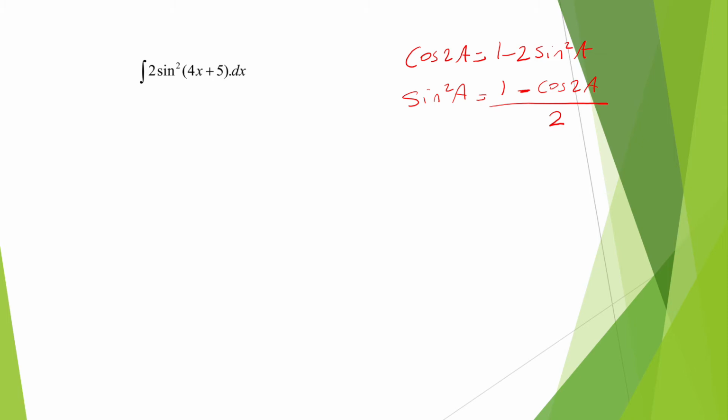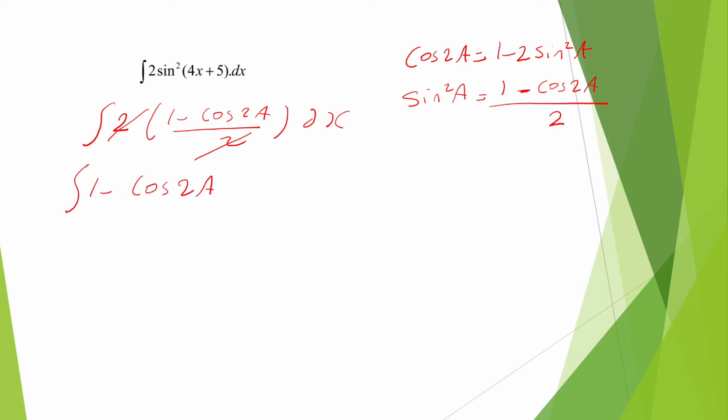So I'm going to rechange that. Instead of sine square, I'm going to put 1 minus cosine 2a over 2 dx. So I'm going to cancel these out. So I'll end up with 1 minus cosine 2a dx. Now I can integrate this one, x minus the integration of cosine is sine 2x over 2, divided by the differentiation of the angle, and plus c, and that would be your final answer.